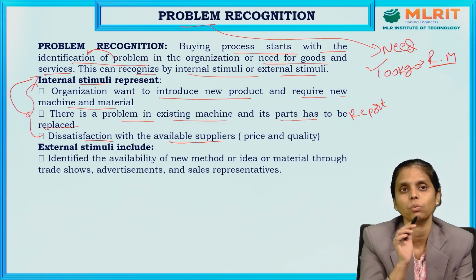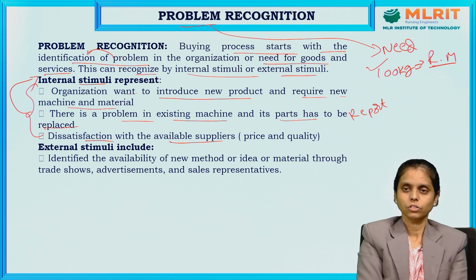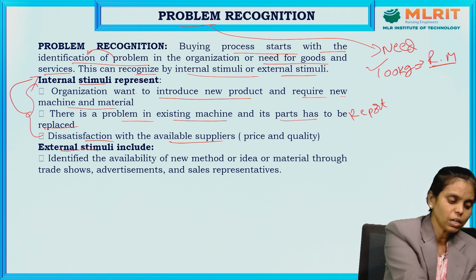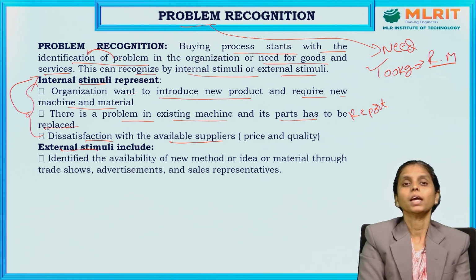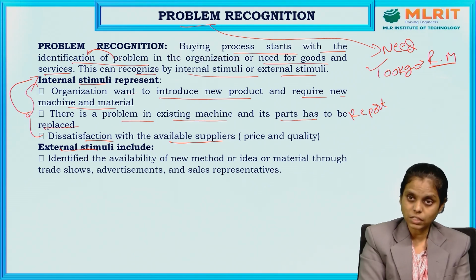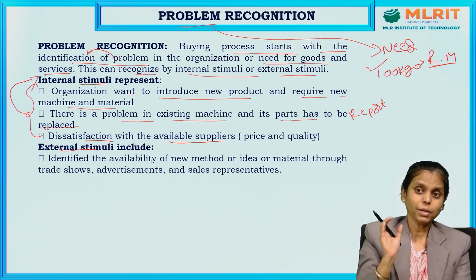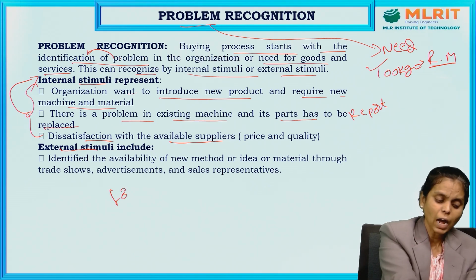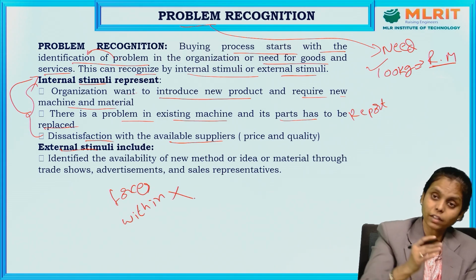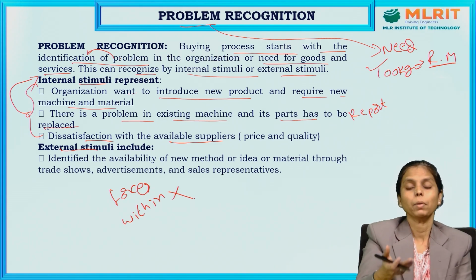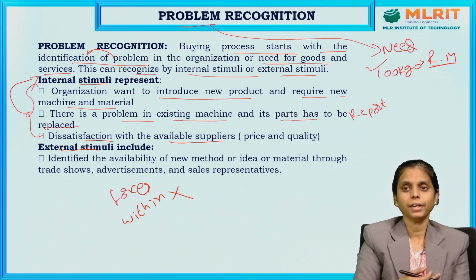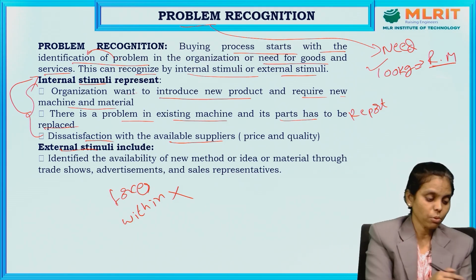Because of that, we will call them internal stimuli. But when it comes to the other aspect that we have, that is external stimuli. Now under external stimuli, what we have are certain forces that are not present within an organization, they are outside of an organization, but make us identify the need for a product.